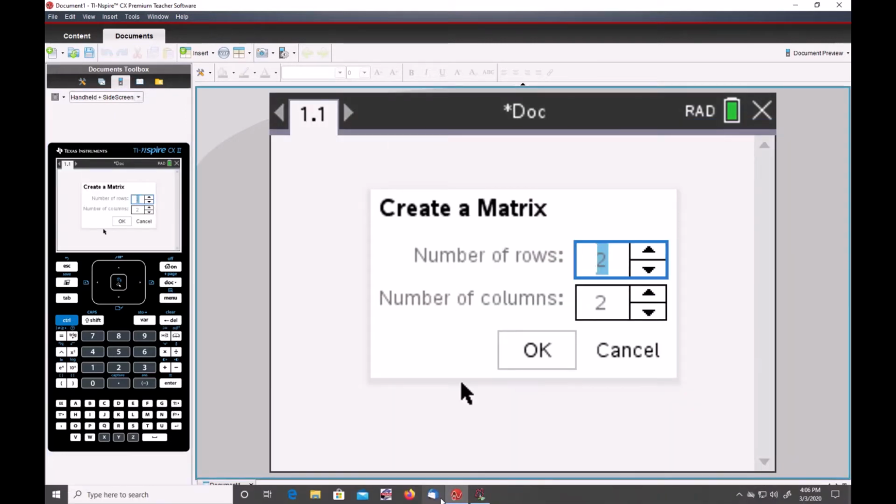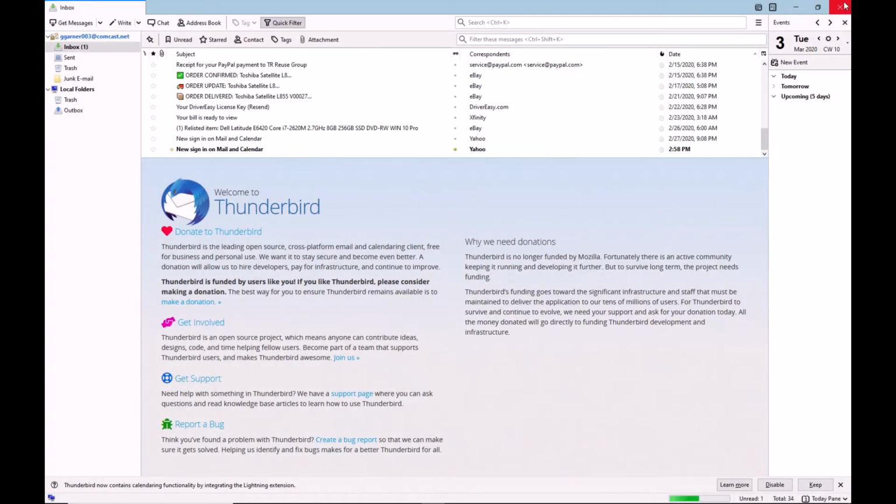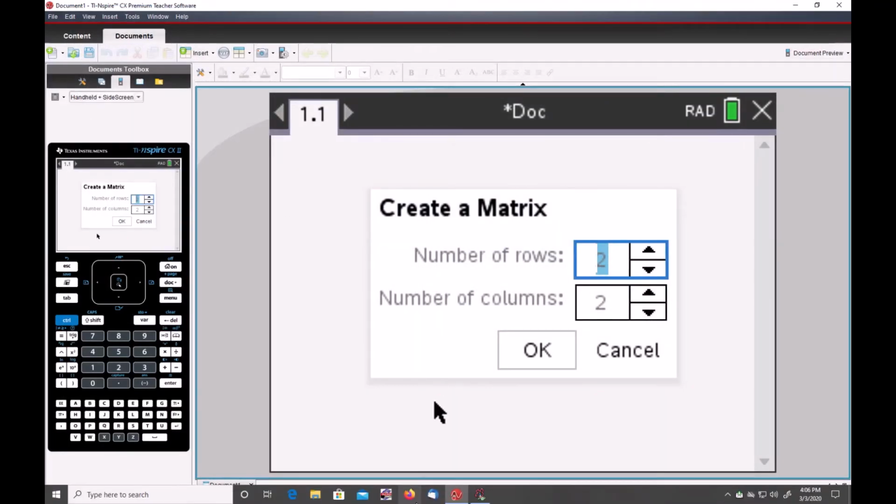And let's look back at this. That's not what I wanted. Where did it go? That's my mail. You don't want to see my mail. Where did it go? Okay, it's here.